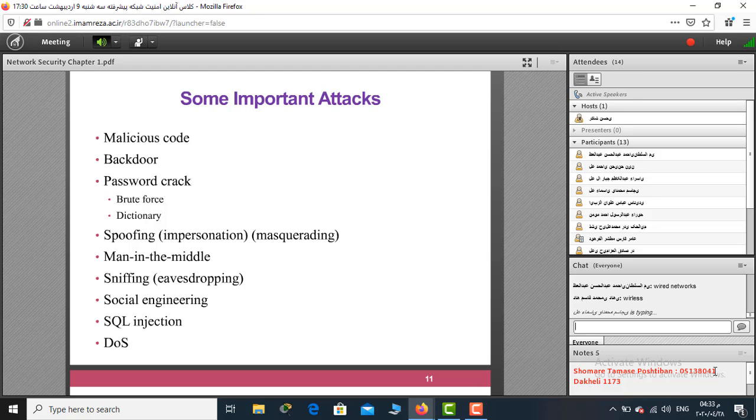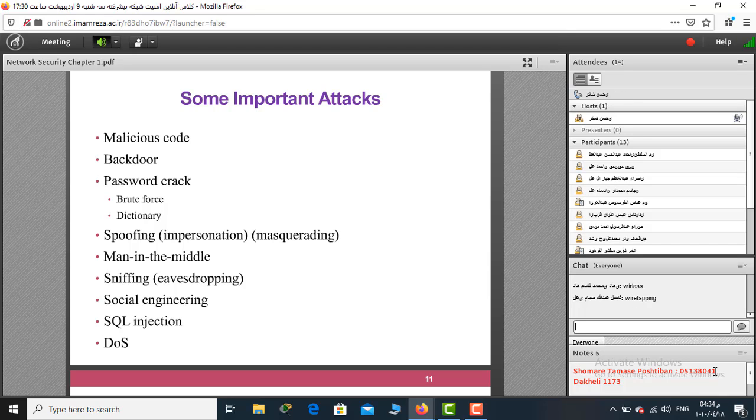And our other friend is typing. Yes, in a wireless network, it is easier for the attacker to eavesdrop because wireless uses the air, and every device can get the information from the wireless channel.